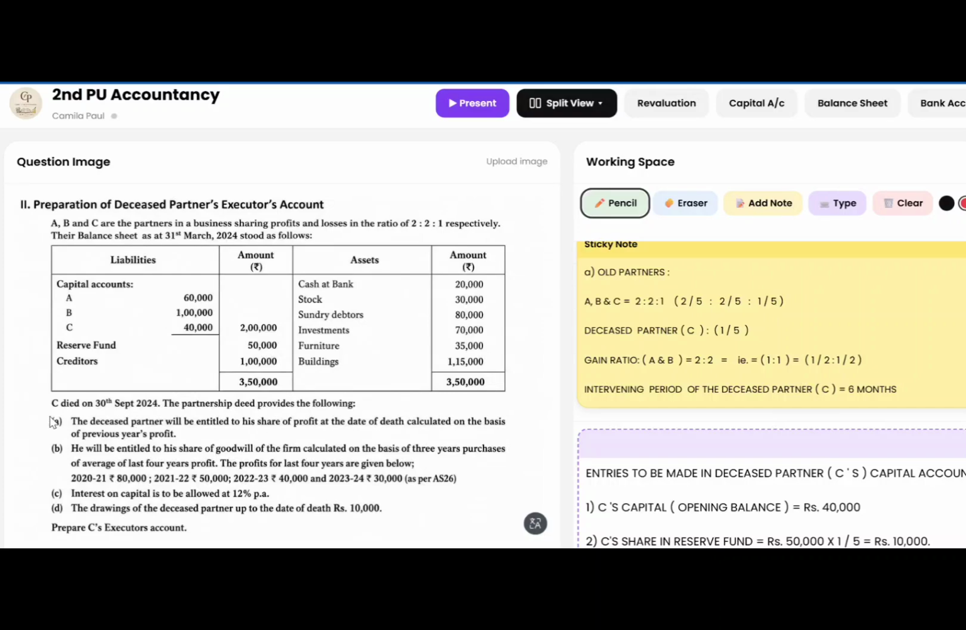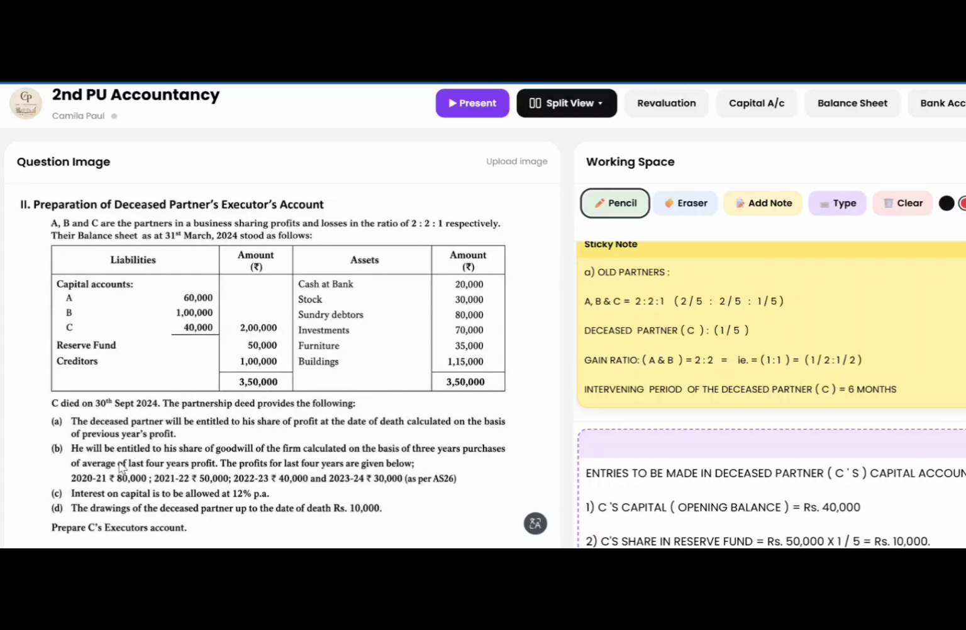Here C died on 30th September 2024. The partnership deed provides the following adjustments. First adjustment: the deceased partner will be entitled to his share of profit at the date of death, calculated on the basis of the previous year's profit.